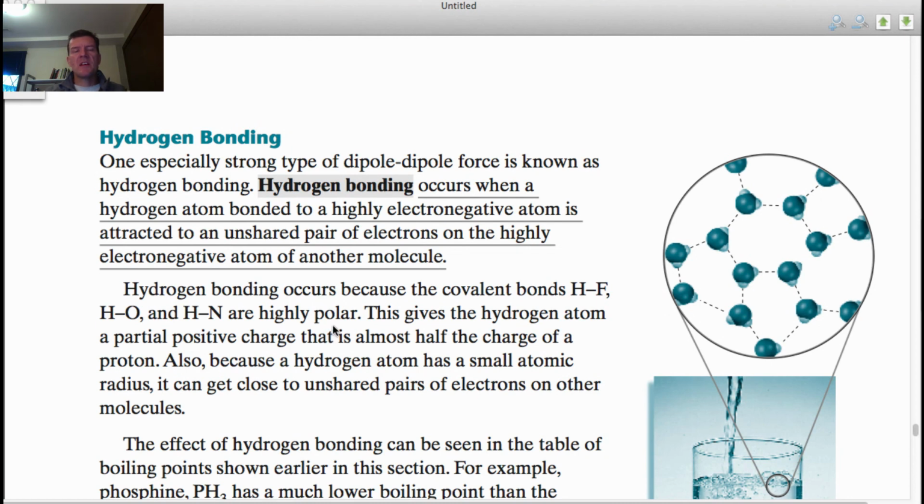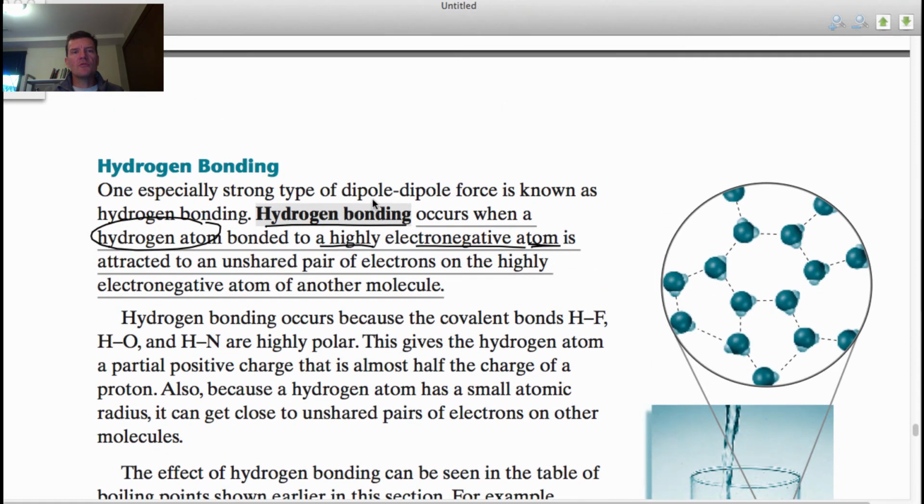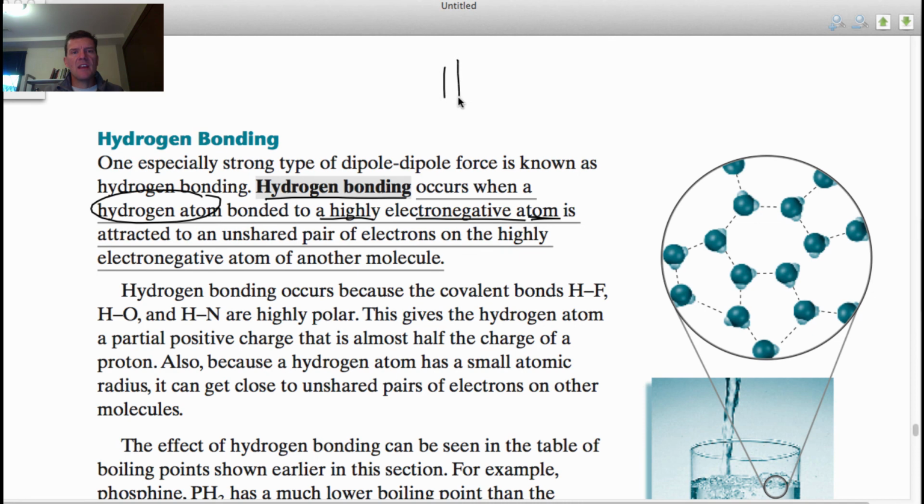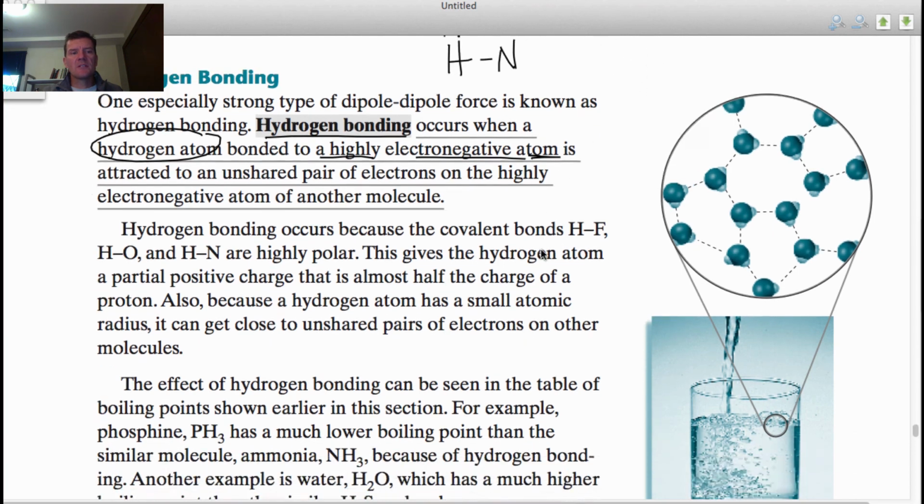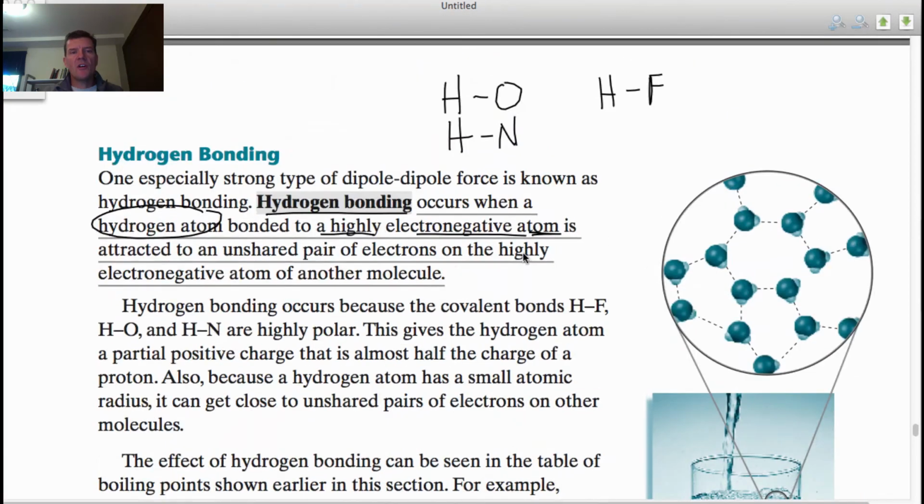So what does that mean? It means that when you have a dipole, you have these intermolecular forces. And the strongest known intermolecular force is hydrogen bonding. Okay? Hydrogen atom bonded to a highly electronegative atom always results in hydrogen bonding. When you see molecules that have H bonded to O, or H bonded to N, or H bonded to F, okay, those are going to cause strong hydrogen bonding.